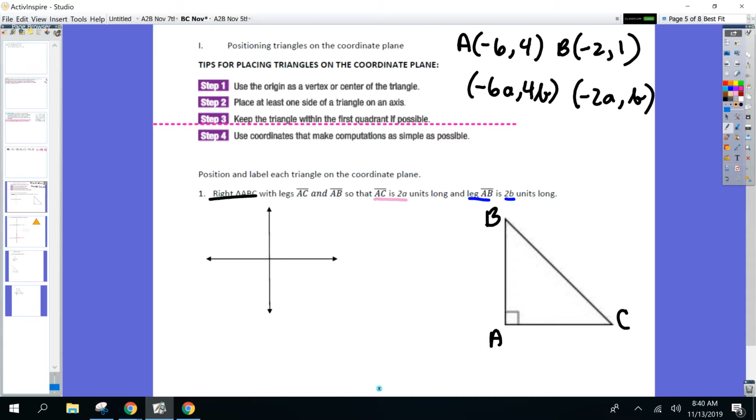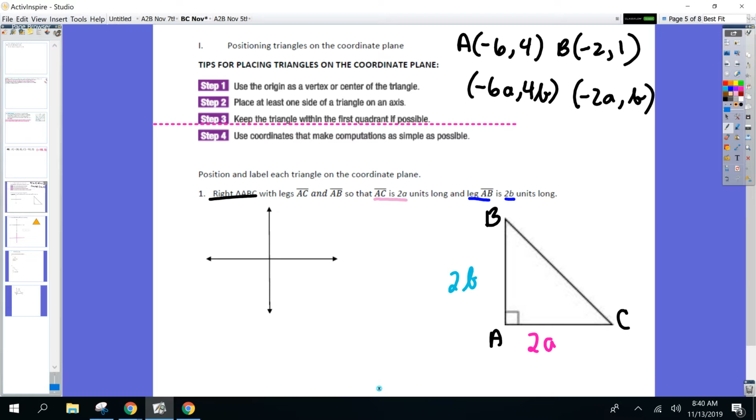All right. How long does AC have to be? 2A. So when I put this on a graph, I need to put the proper coordinates of A and C. So when I put them together, this length will be 2A. How long does AB have to be? 2B. So I'm going to have to put proper coordinates at A and B. So this length here is going to be 2B. All right. So let's try to move this onto the graph with coordinates for A, B, and C.